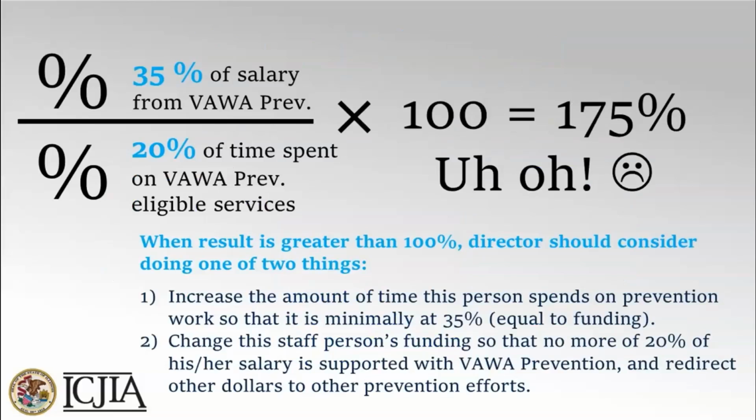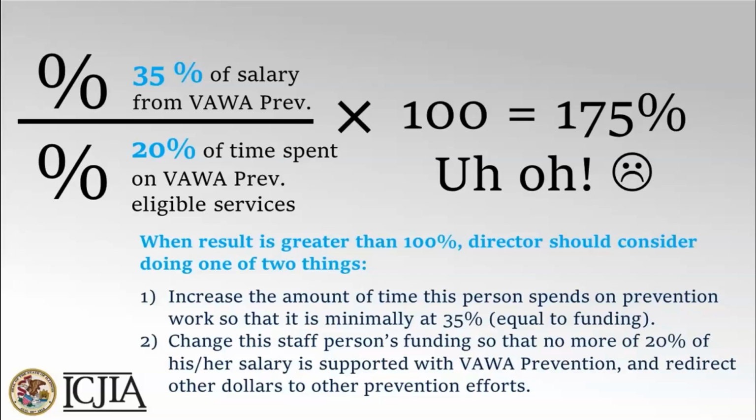It's only 20%. So that is going to give us a number greater than 1, and that puts us in a quandary. When you apply the formula, it comes out to a number that's greater than 100%, or greater than 1. That means that the portion of this person's salary is paying for more time than they do allowable work under that grant. So if you find yourself in this situation, you're going to want to consider doing one or two things.